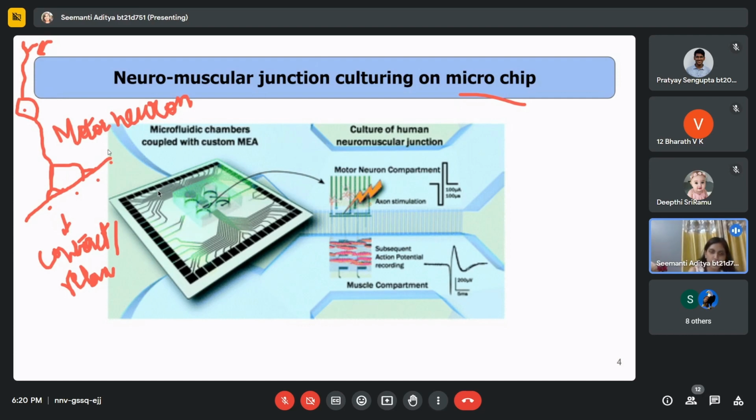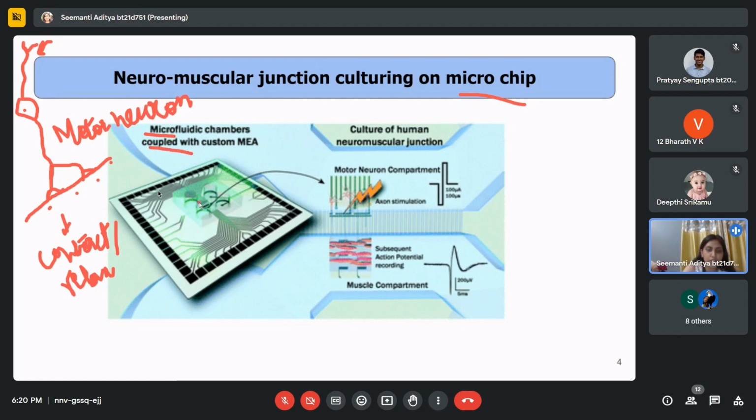Neurons especially are very difficult to culture, as in they will have adherence issues, they will not divide, they will not differentiate. So coming up with a solution where we can culture both the neurons and the muscle cells together is in itself a very big thing. And here, the microfluidic chambers, this is one of the papers that I was seeing.